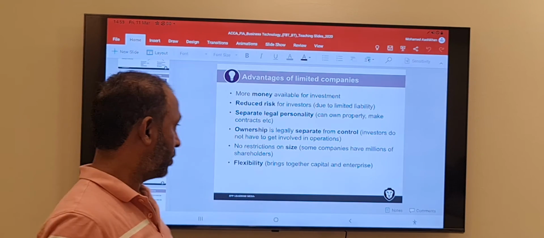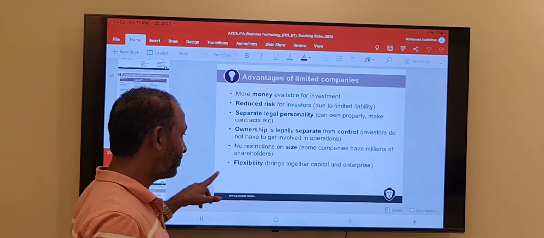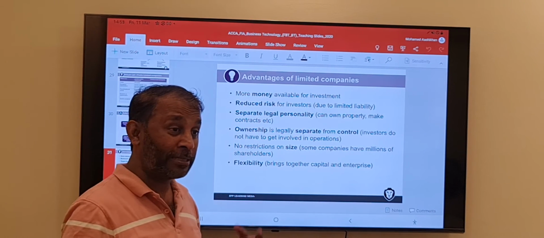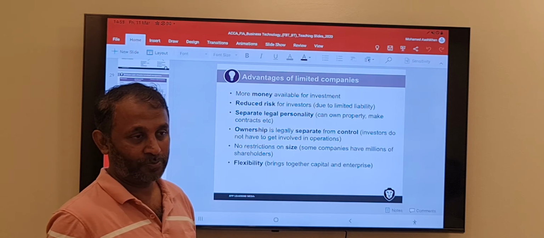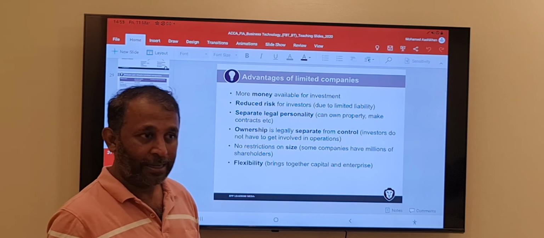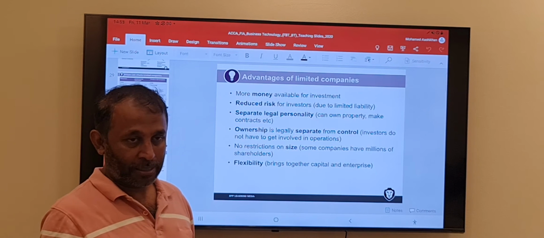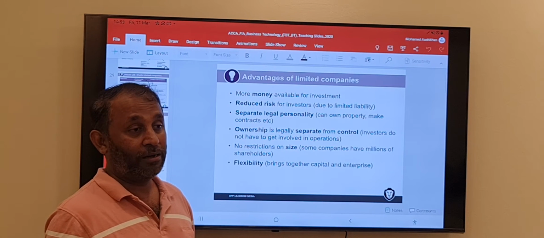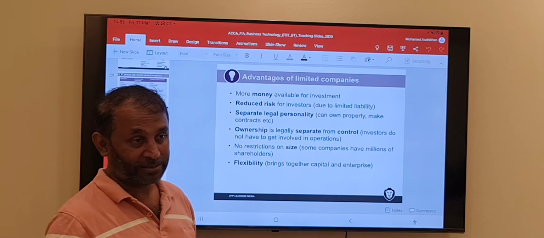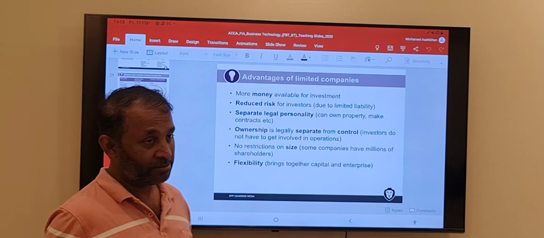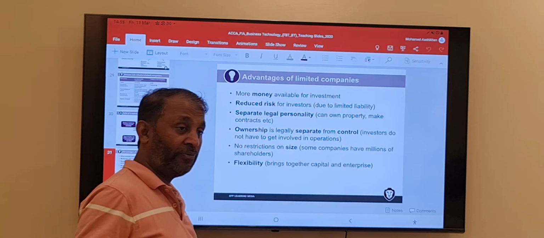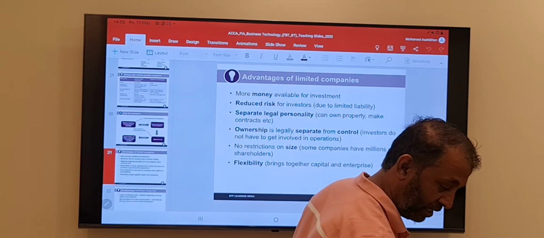Understand me? So, flexibility. See, they bring together capital and enterprise. They also bring skill. Now, they bring funds as well as skills. Some shareholders will have managerial skills, engineering skills, financial accounting skills, and so on. So, these are the advantages of limited companies.